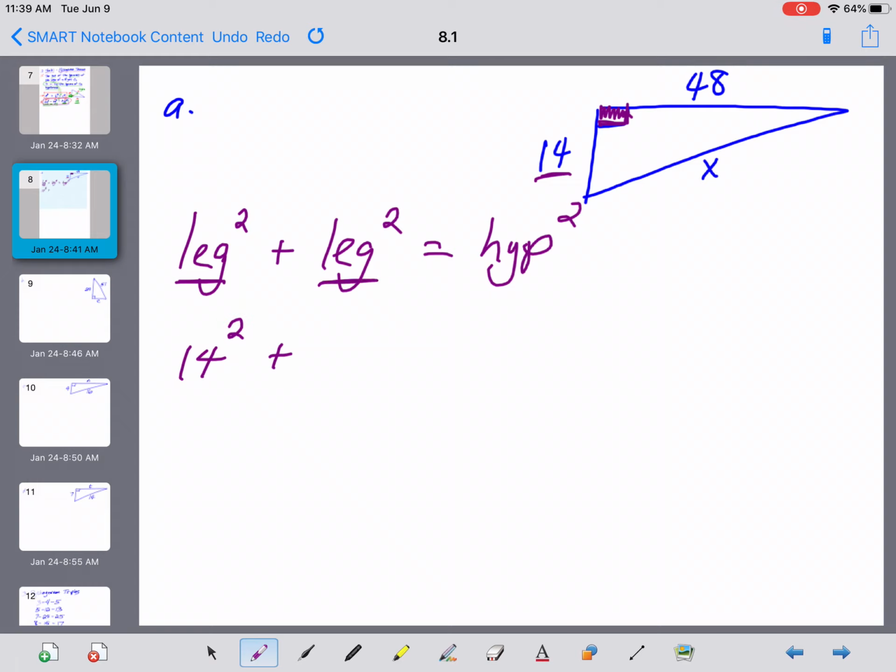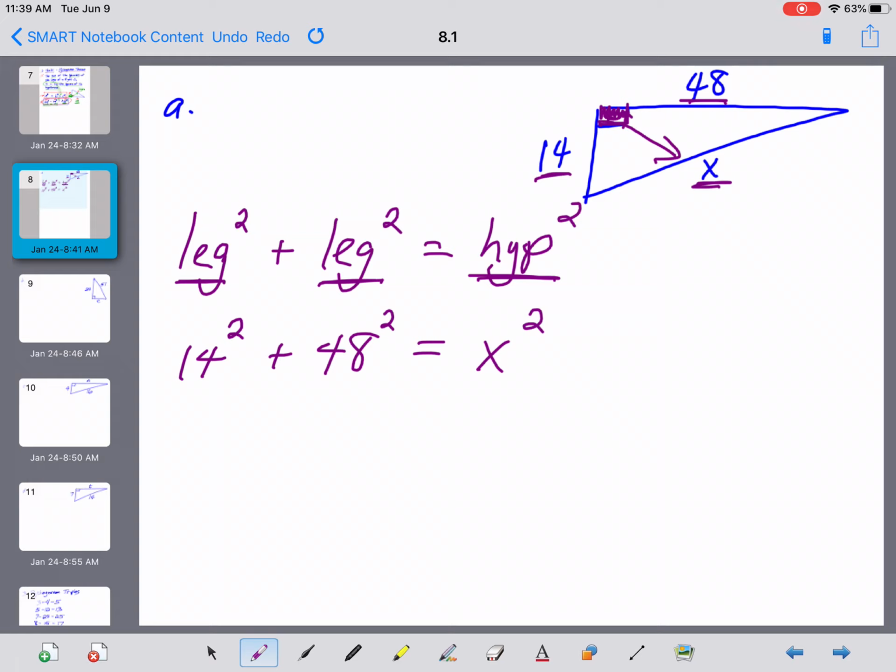Now we move on to the other leg. Again, here's the right angle, so this is the other leg right here, 48 squared equals, and now ask yourself, how long is the hypotenuse? Well, here's the right angle. We look across from it. X is our hypotenuse. That's our unknown. So this is how we would do step 2.